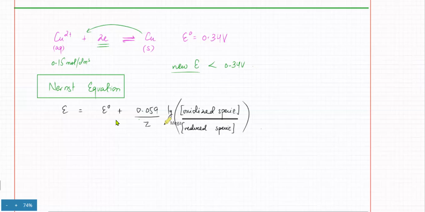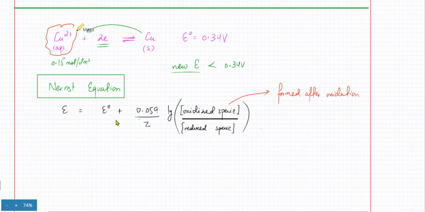And the terms of this formula are as follows. The oxidized species is the one that is formed after oxidation. In the equation, it's always the left side one, the one that's formed after losing electrons. So in any electrode reaction, it's always the left one, or you can call it the reactant.